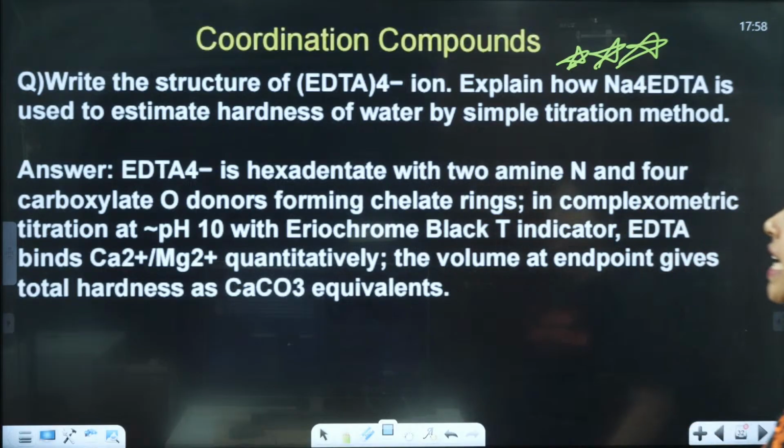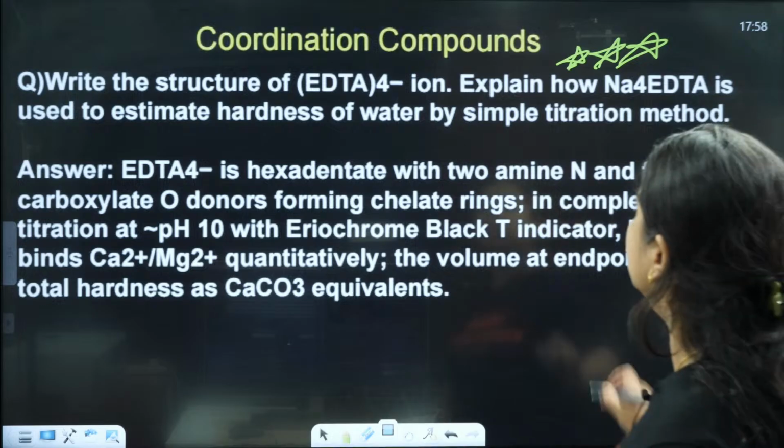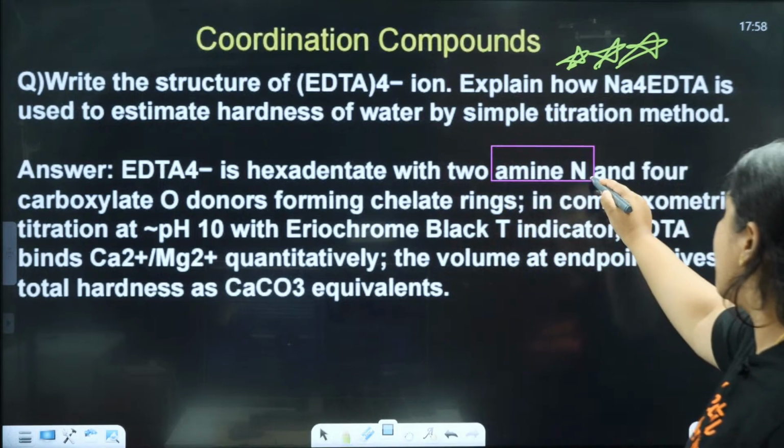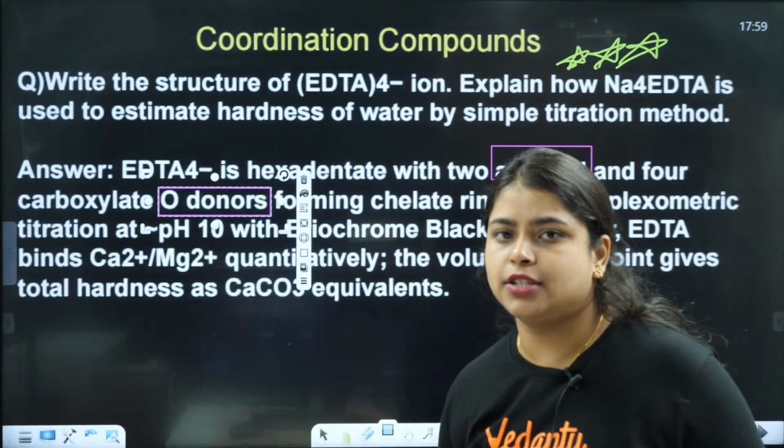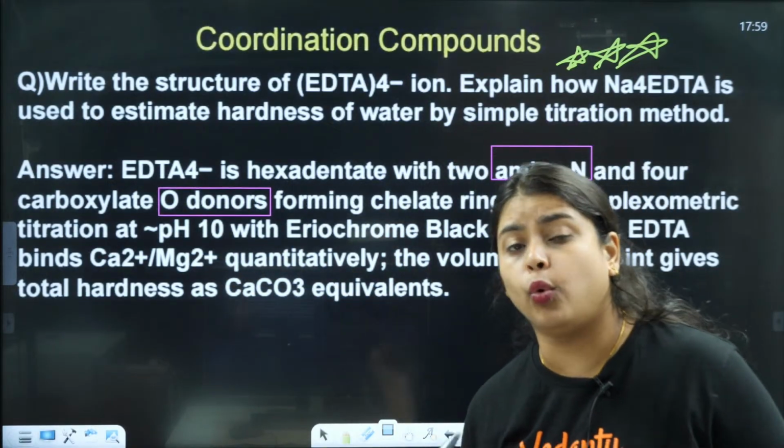So EDTA 4- is what? Hexadentate with 2 amine nitrogen and 4 carboxylate oxygen donors. We should check properly how many donors there are.